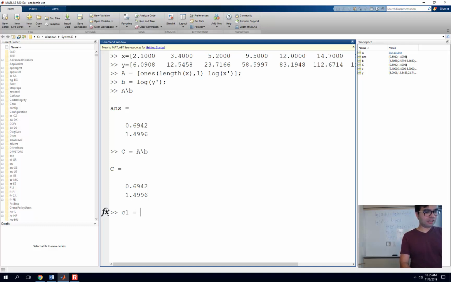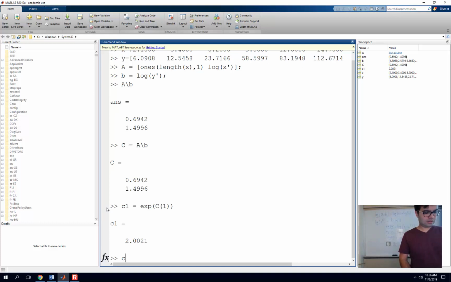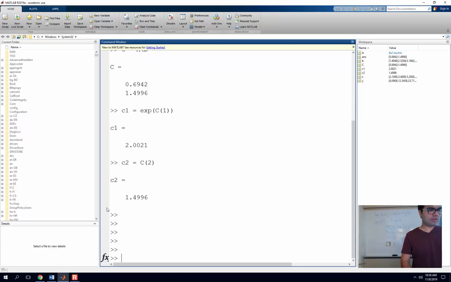Then I can do C1 is equal to exponential of the first element in C, which is equal to that D, right? So exponential of the first element in the vector C is equal to C1. Does it make sense to everyone? Then the second element is C2. So these are my C1 and C2.